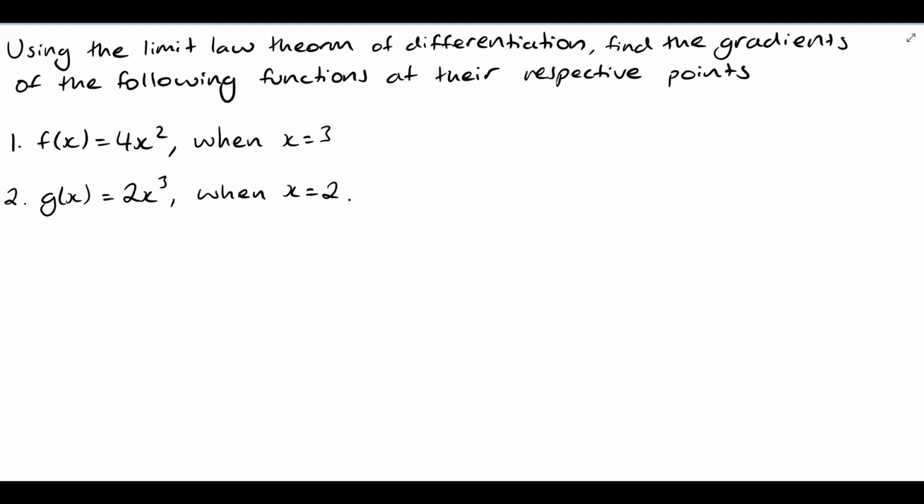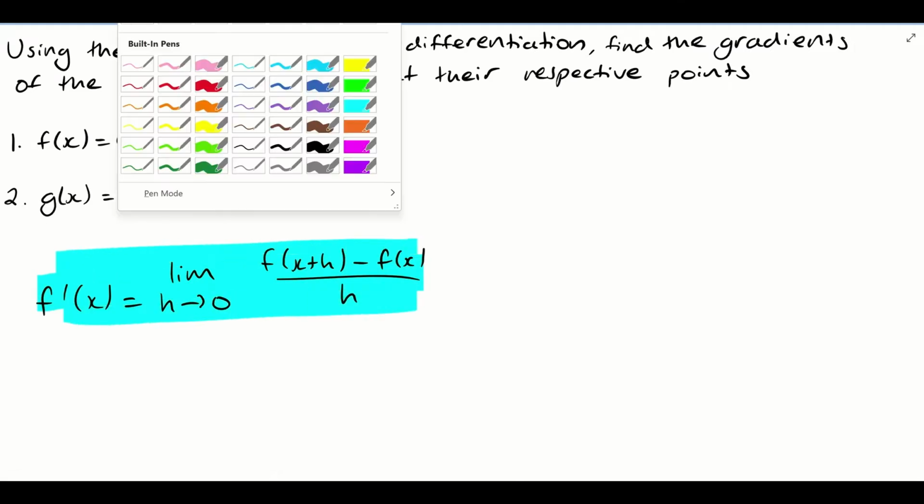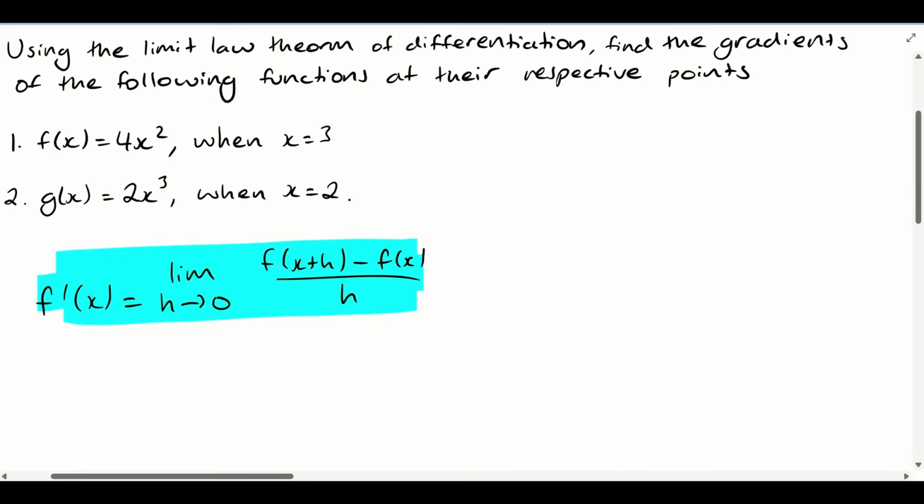So if we have some function of x, then the derivative of x is equal to the limit as h moves to 0 of f of x plus h minus f of x on top of h. Okay, so this is the formula that we're looking at using. We looked at that in the last video. This one here is important. And using this formula, we're asked to find the gradients of the following functions at their respective points.